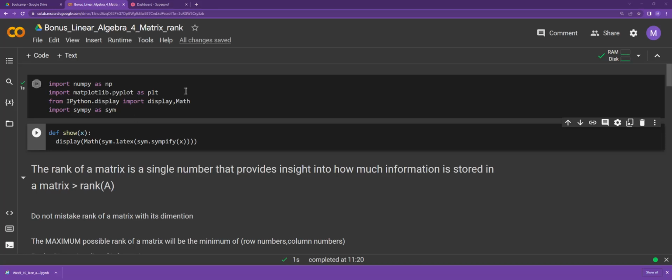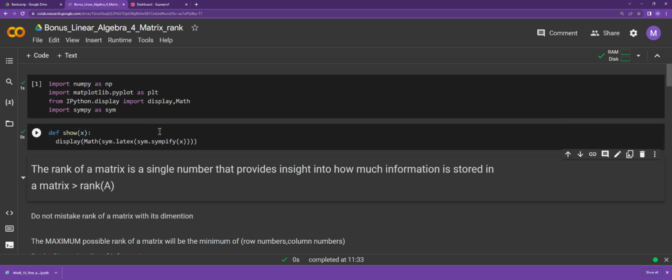So in this lecture number 4, we're going to be looking at the concept of matrix rank. Okay, so let's go ahead and run the codes.